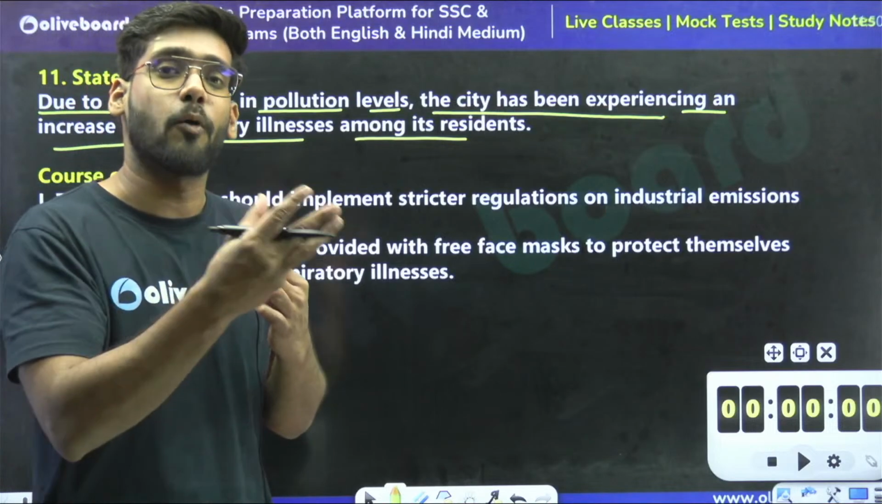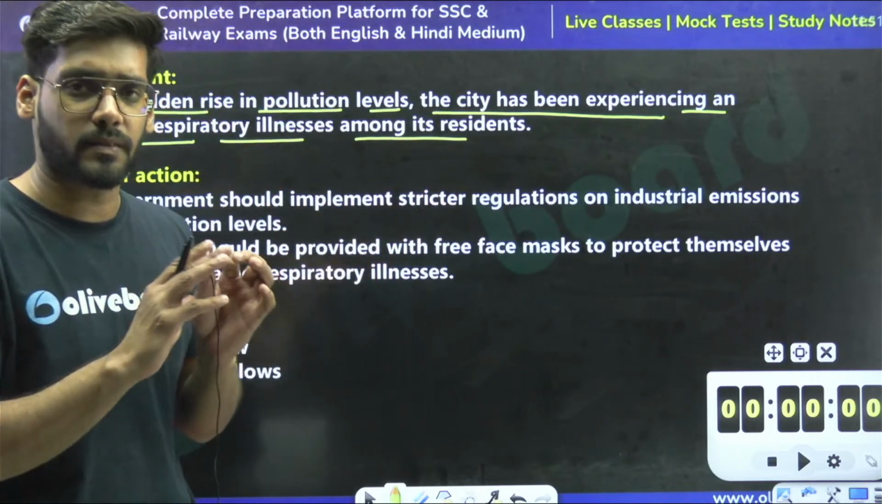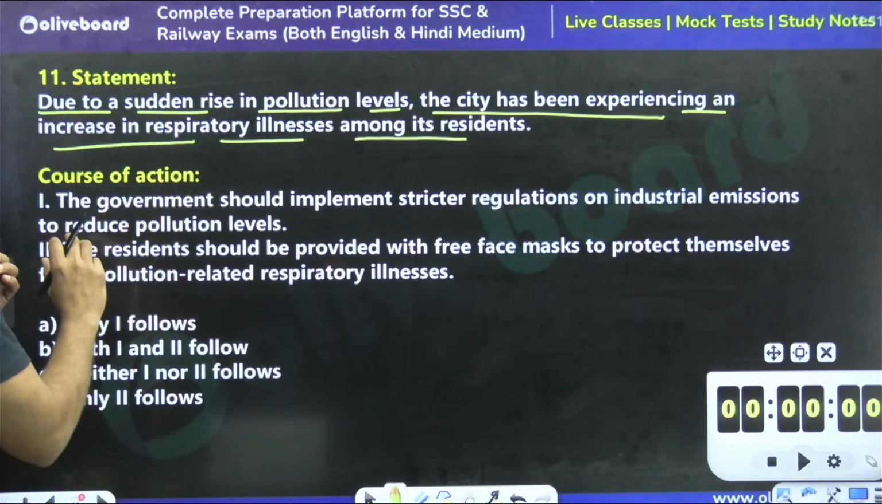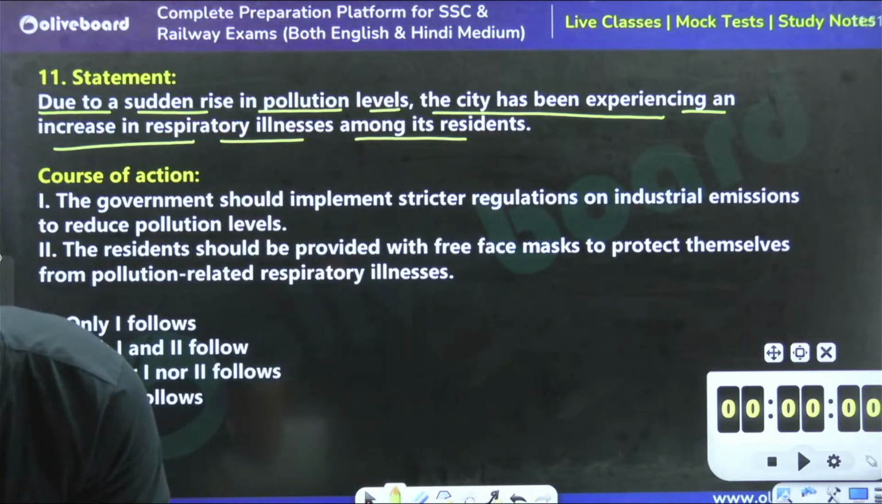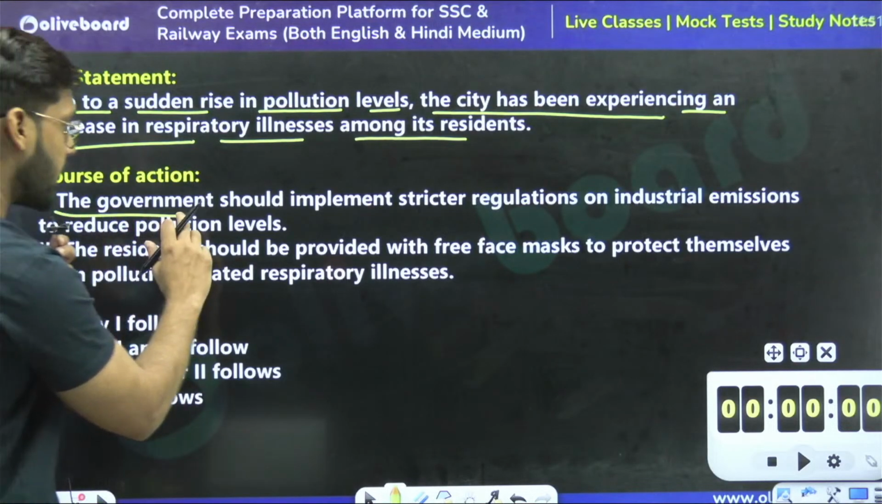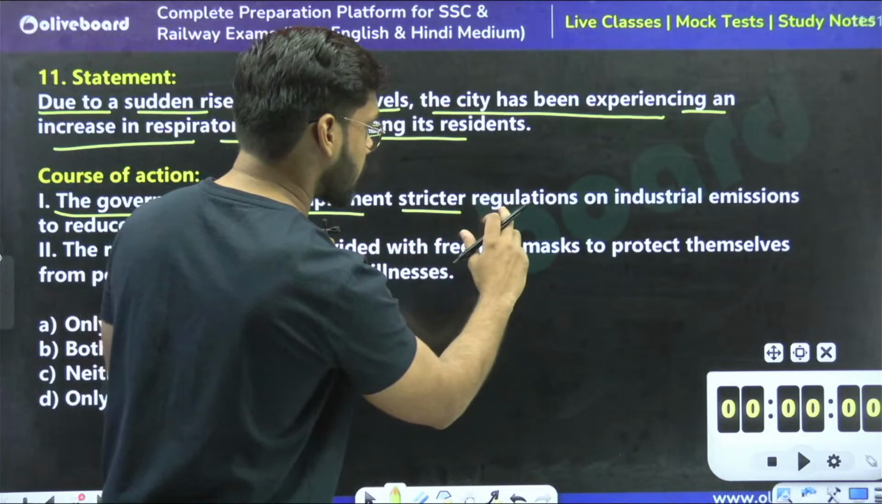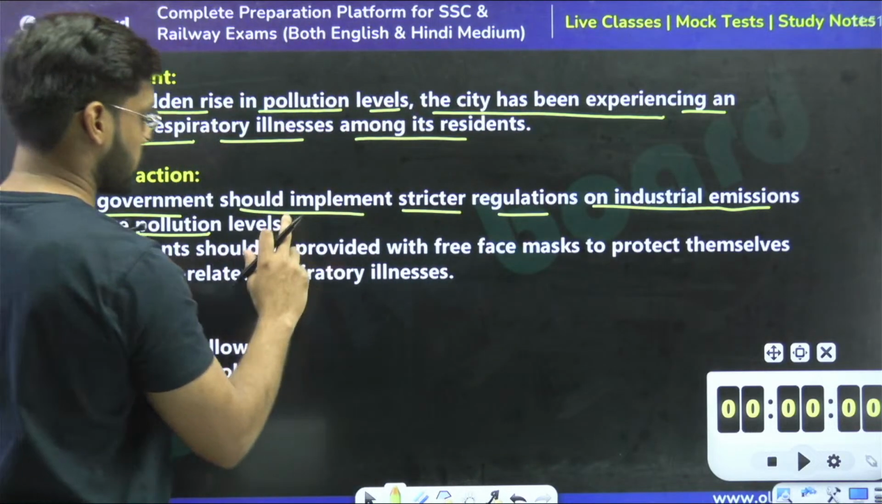This is what we call pollution. But here pollution is of different level that is coming out from other sources. What course of action should we take? The first course of action: the government should implement stricter regulations on industrial emissions to reduce pollution levels.